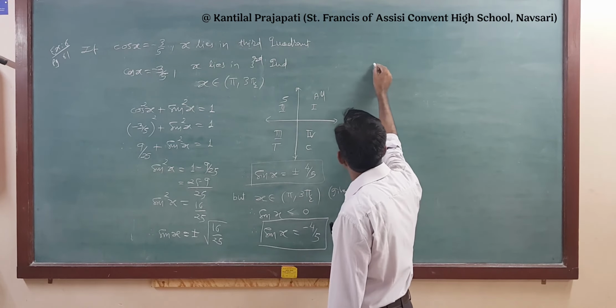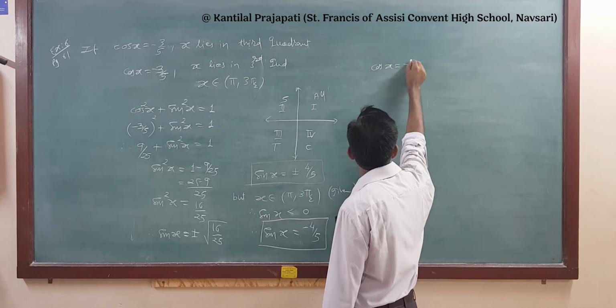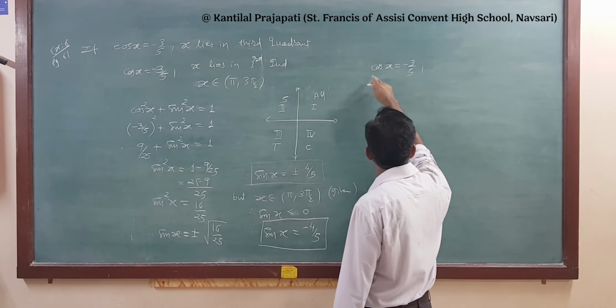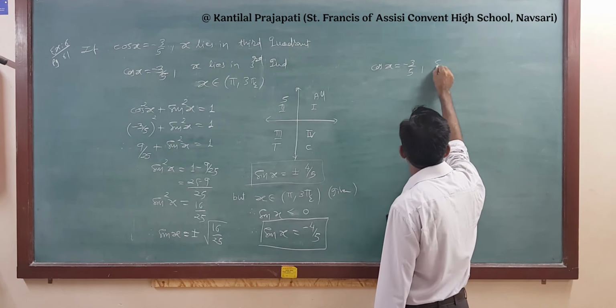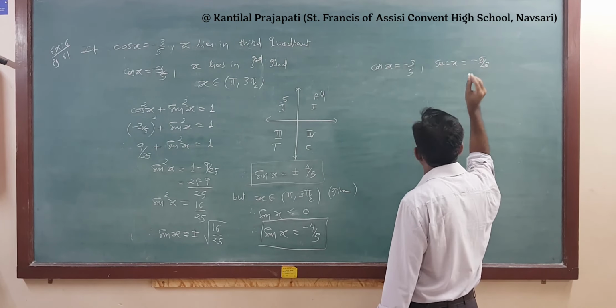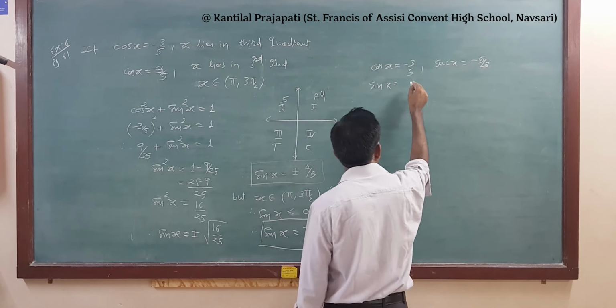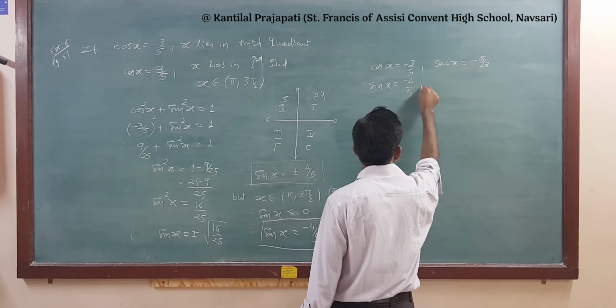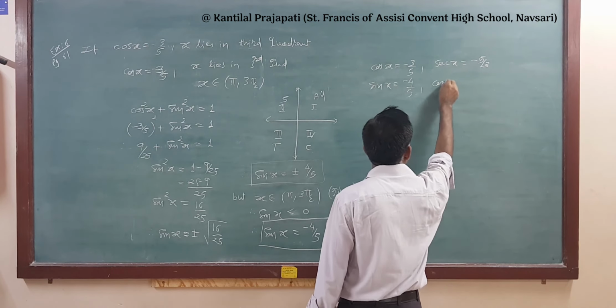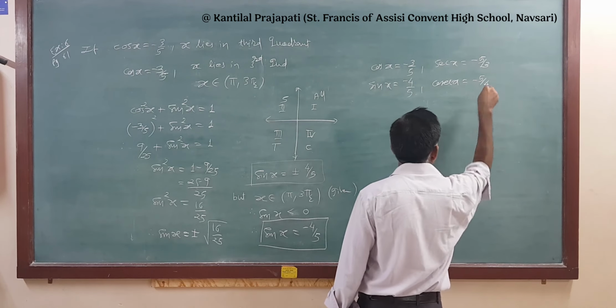First we write sec x. Cos x is given as minus 3 by 5. The reciprocal of cos x is sec x, which is minus 5 by 3. Then also we write here sin x, which we have found, that is minus 4 by 5. Its reciprocal, we write cosec x is equal to minus 5 by 4.